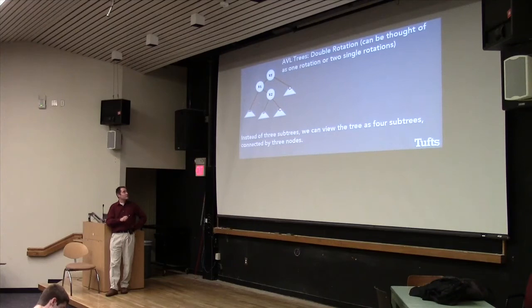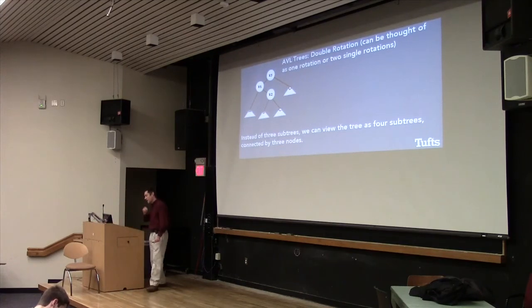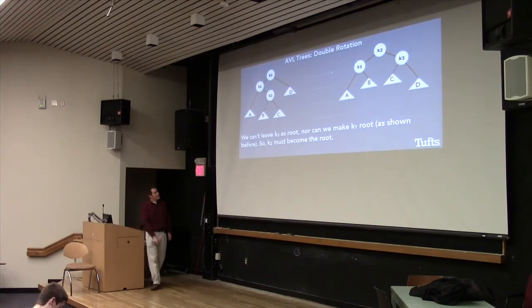Node here, and then subtrees here and here. We don't know which one of these was actually lower at this point. When we do it, we'll find out, but it doesn't actually matter. Watch what we do. Here's the double rotation.